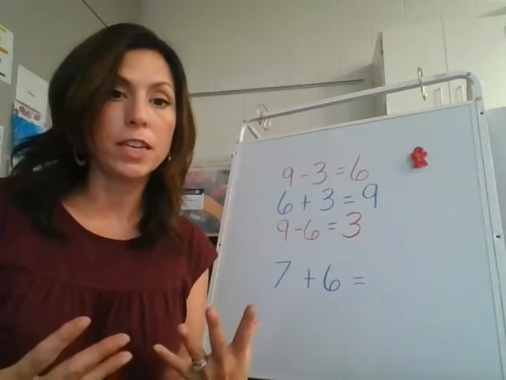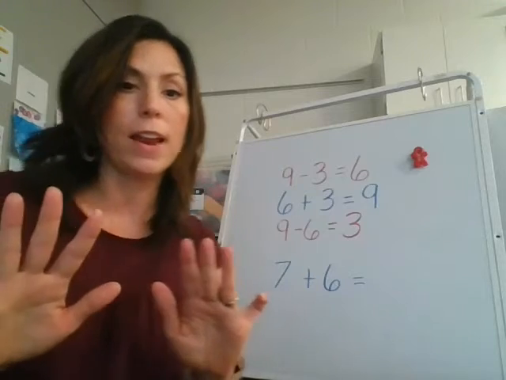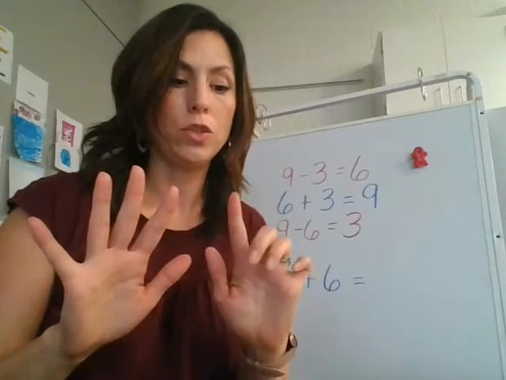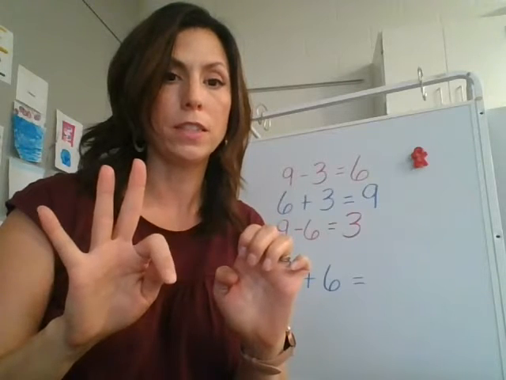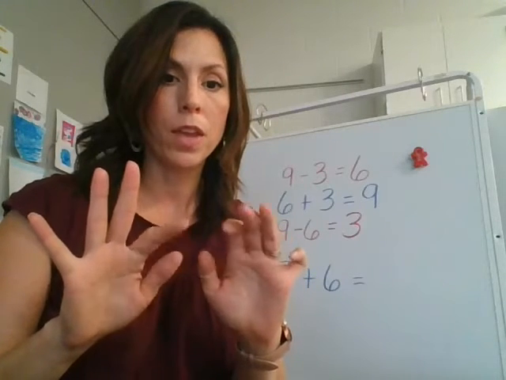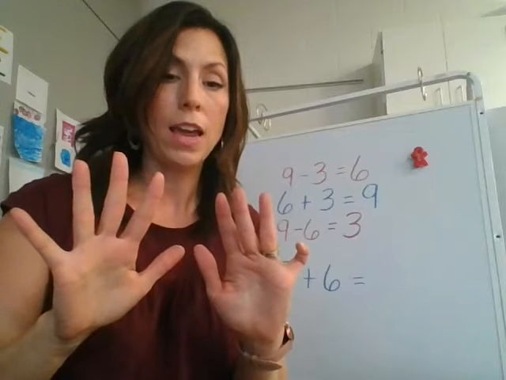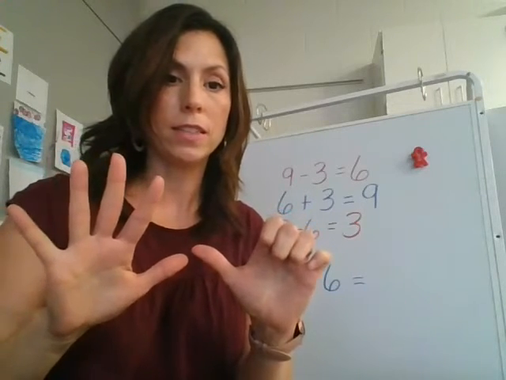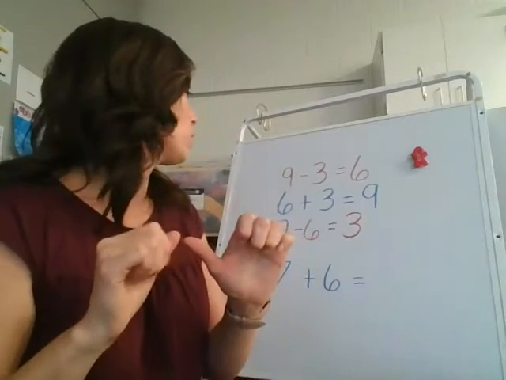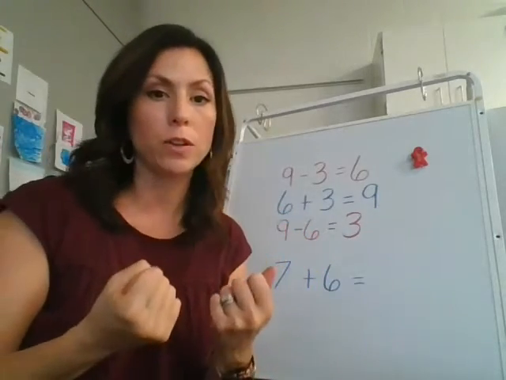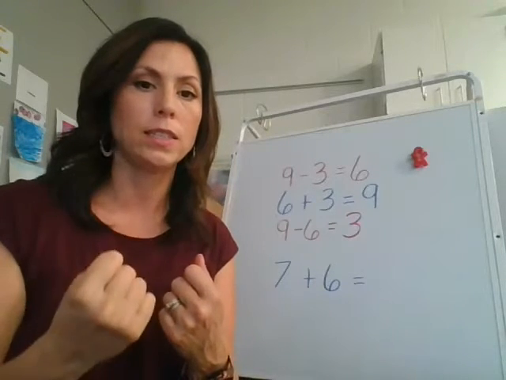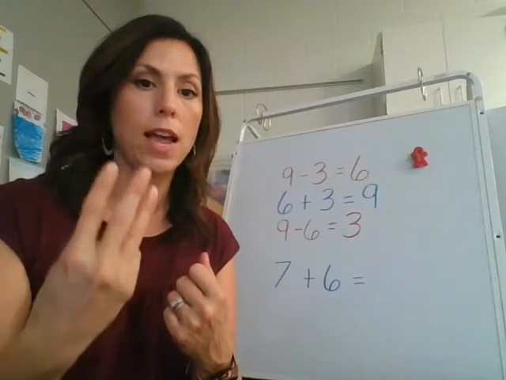Some of us like to use our fingers. So if we have 9 and we take away 6, 1, 2, 3, 4, 5, 6, we're left with 3. If we have 9 and we take away 3, 1, 2, 3, we have 6. And the main problem we started with was 6 plus 3, and I showed you how to do that. You start with a bigger number and then you count up. So 6, 7, 8, 9.